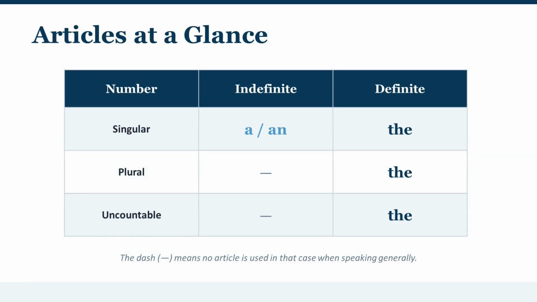Let us now look at a quick summary table that brings everything together. For singular nouns, you can use the indefinite articles a or an, as well as the definite article the. For plural nouns, there is no indefinite article. You simply use no article when speaking generally, or use the when being specific. And for uncountable nouns, same thing. No indefinite article. Use no article when speaking in general, or use the when referring to something specific. This table is a handy reference that you can come back to whenever you are unsure about which article to use.